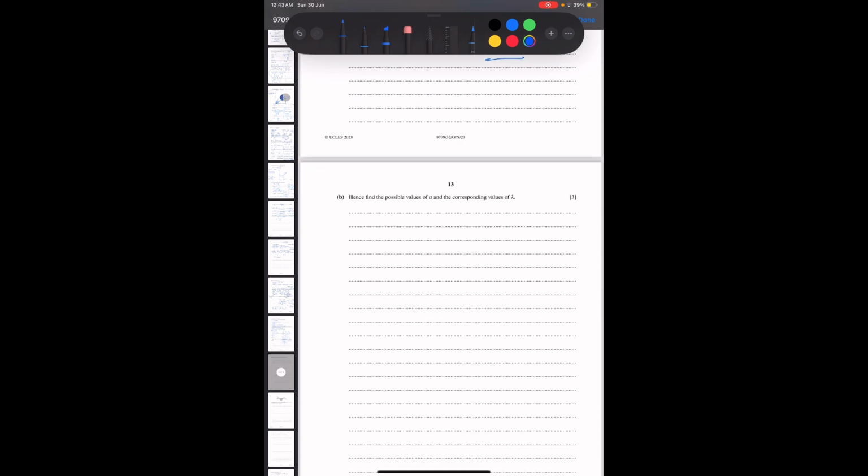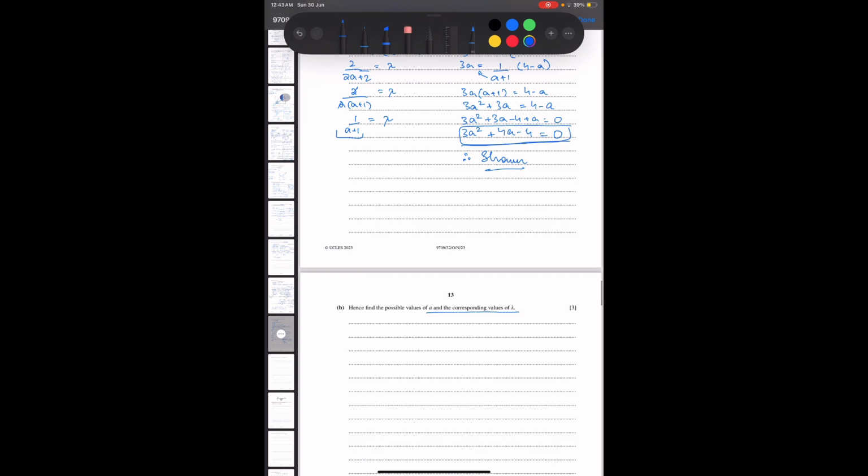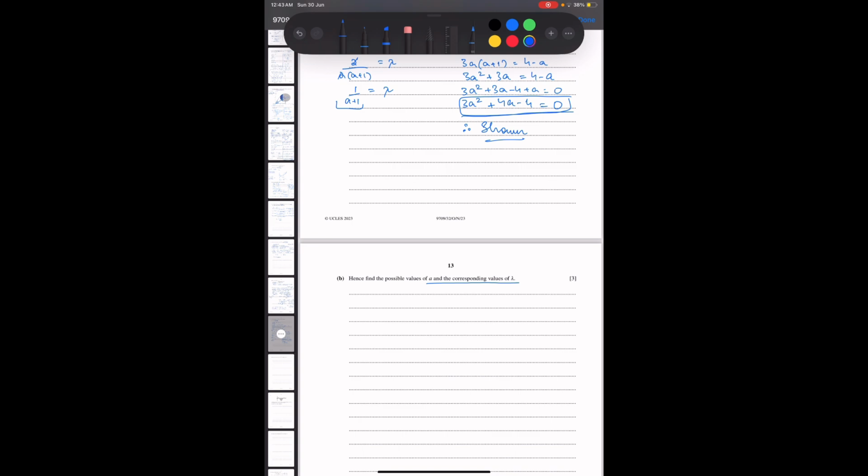Hence find the possible values of a and the corresponding values of lambda. So this is the equation that we have, 3a squared plus 4a minus 4 is equal to 0. It's a quadratic equation. You will find two values of a and then you will find the corresponding values of lambda. This is easy. So it's 3a squared plus 4a minus 4 is equal to 0. We can do middle term breaking or we can use the quadratic formula.